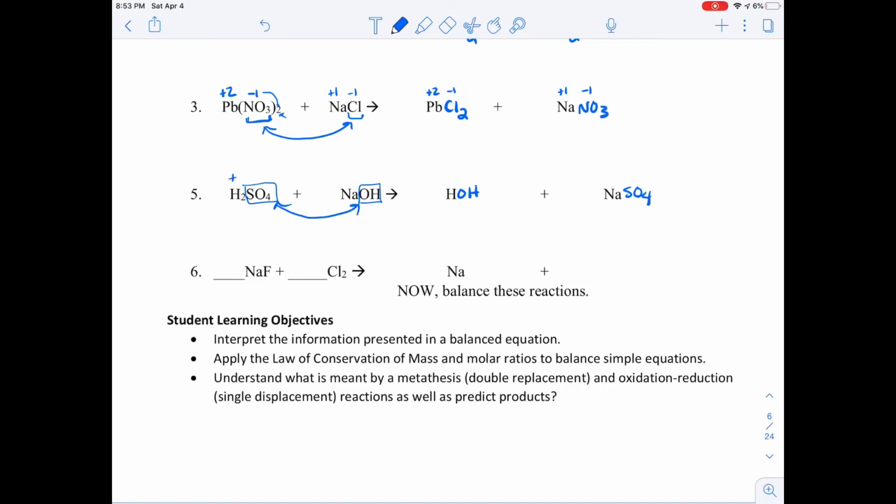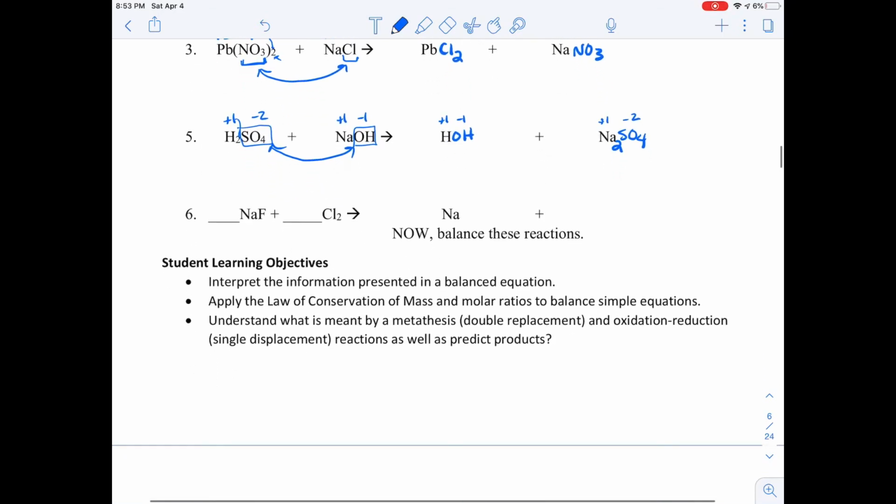Now I have to make sure that it's correctly balanced. So this is +1. And this is -2, and that makes sense because that's why there were 2 of those. This is +1, and this is -1. This is +1, this is -1. This is +1, this is -2. So I need a 2 right here.